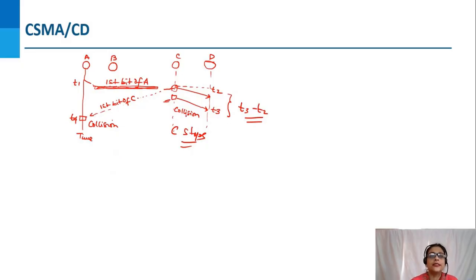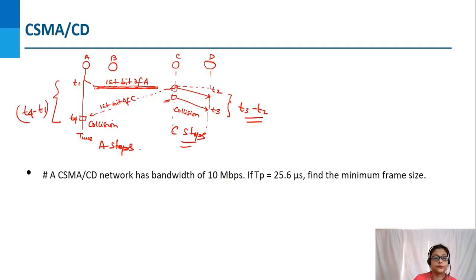So during this interval, C is sending the data. Now here, C has also sent the data. So the first bit of C has reached A at this instant of time. So collision is detected at A because of C's data, and A stops. So A has transmitted during T4 minus T1 interval of time. Like this way, collision is detected, and then the transfer of messages is stopped.